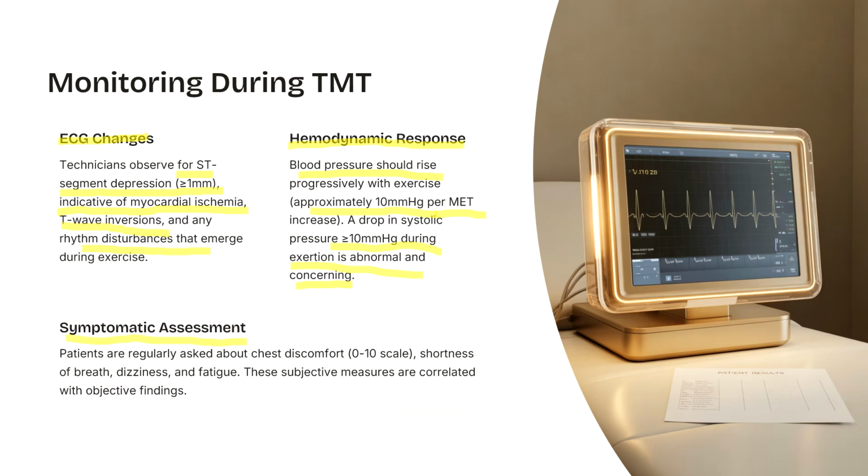Symptomatic assessment. Patients are regularly asked about chest discomfort. They will categorize the problem in the chest if they feel any anginal pain, any discomfort in the chest, numbness in the limbs, dizziness, nausea, vomiting, then shortness of breath, if they cannot breathe properly, and fatigue. These subjective measures are correlated with objective findings.